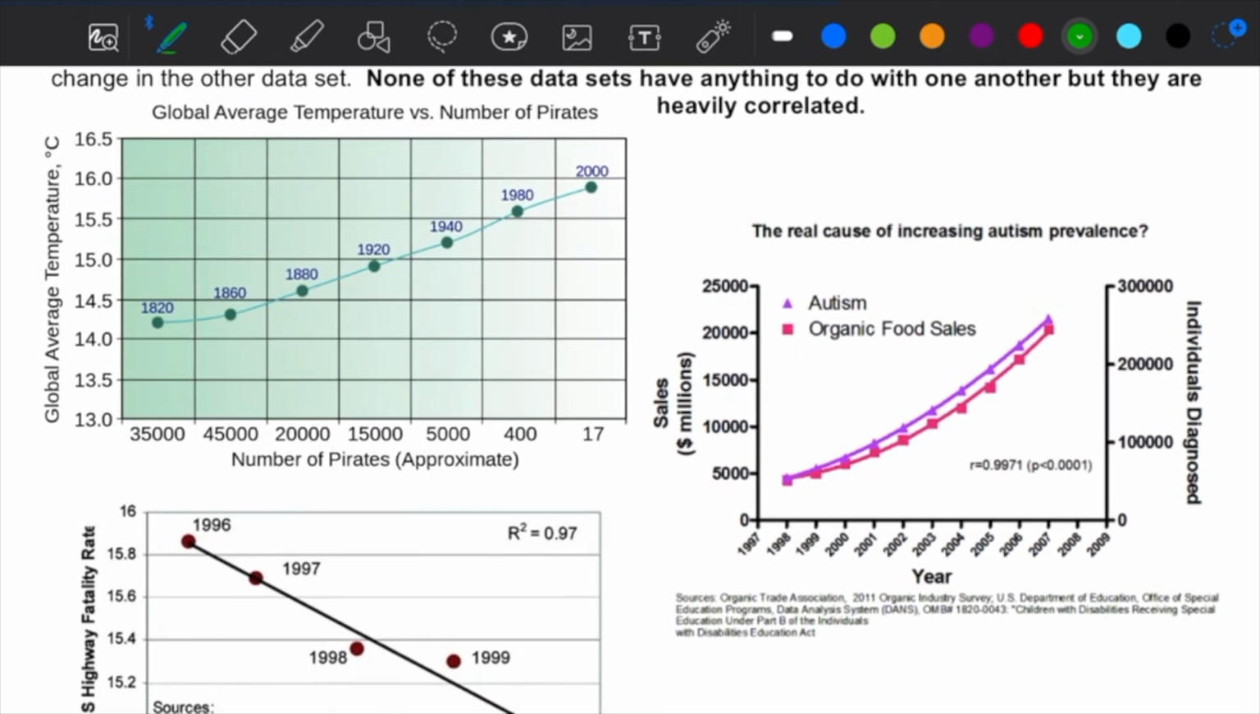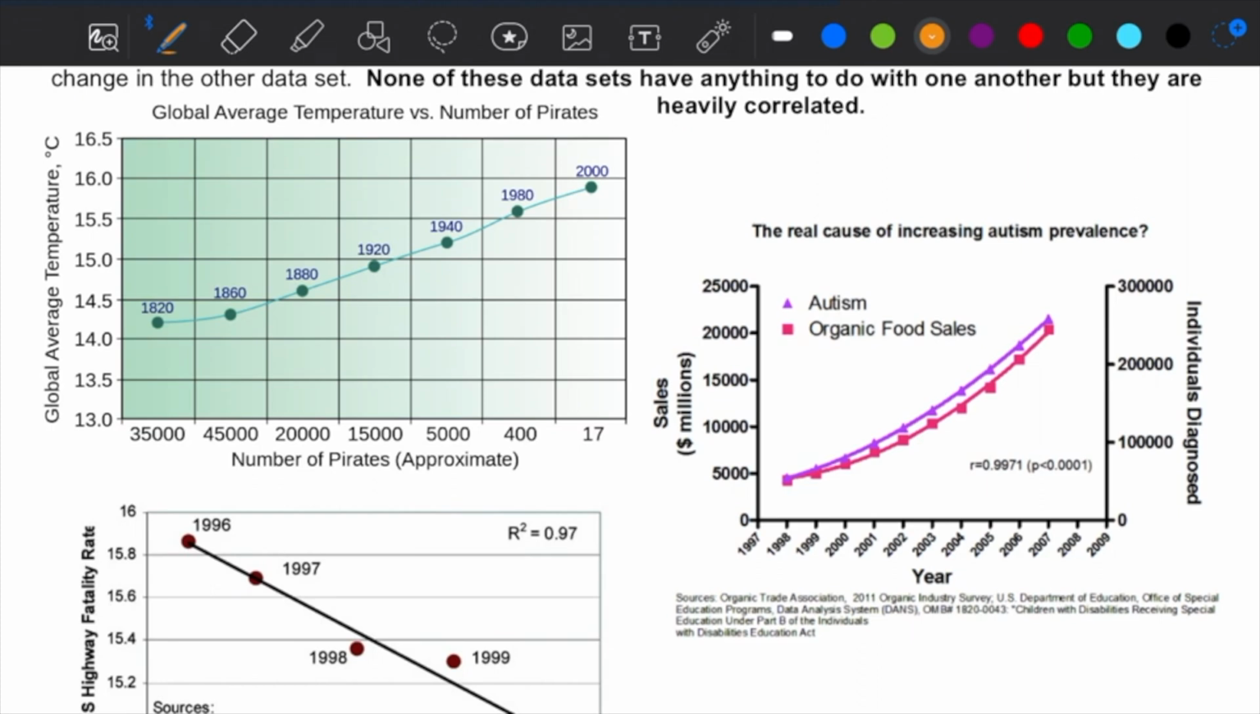Now, these three data sets have nothing to do with each other, but they look to be very heavily correlated. So this first one is quite humorous to me, is the global average temperature, and you can see it going up over the course of the last couple hundred years there, and the number of pirates. Well, you can see the number of pirates is going down, so temperature is going up. That doesn't mean that because we have less pirates now, it's warmer. Not by any means. Although that would be quite funny.